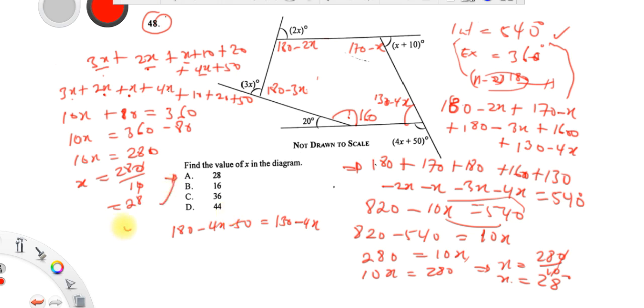So that's why we are urging you to get understanding. Look at what we are doing. We are taking different routes, but we are arriving at the same answer.